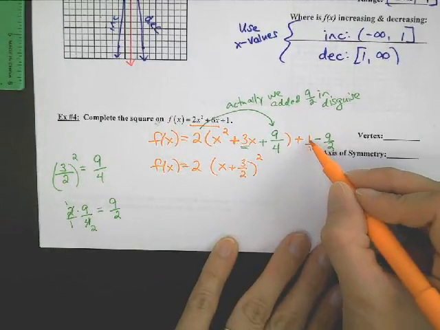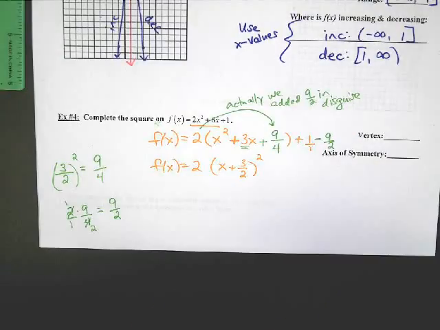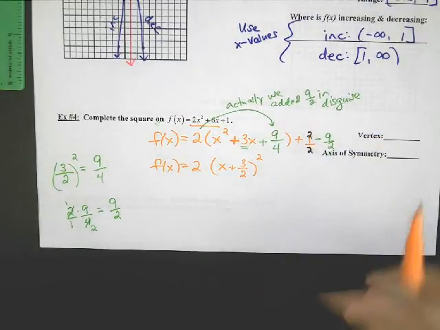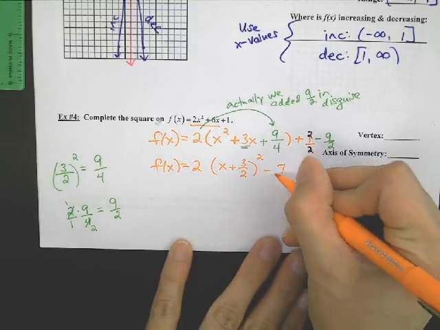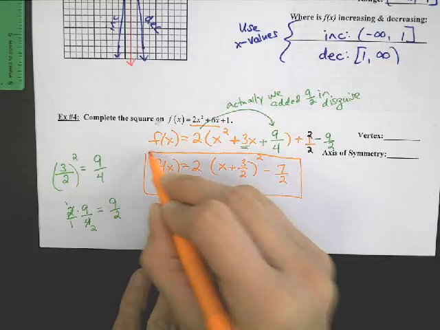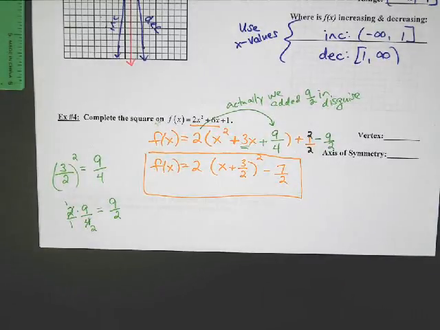Here, I think I'm going to have to make a common denominator. Let's make common denominators of 2 over 2. So 2 over 2 minus 9 over 2 is going to be negative 7 over 2. So yes, I will expect you to be able to complete the square with fractions. It's the same work. You just might have to do a little bit of fractions on the side.